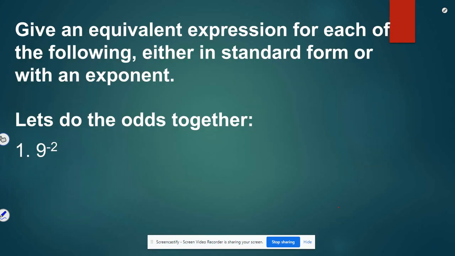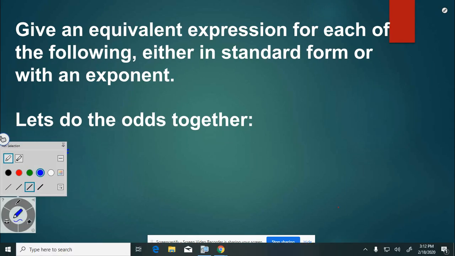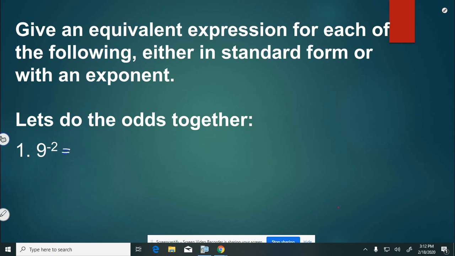So we're going to give an equivalent expression for each of the following, either in standard form or with an exponent. Let's do the odds together. So I'm going to write it two ways. I'm going to write it with a positive exponent and also in standard form. So as we saw by the table, when you have a negative exponent, it makes the reciprocal of the positive exponent. So I'm going to rewrite this with a positive exponent, making it 1/9 squared, because they would be the same. And I know 9 squared is 81, so this is equivalent to 1/81.